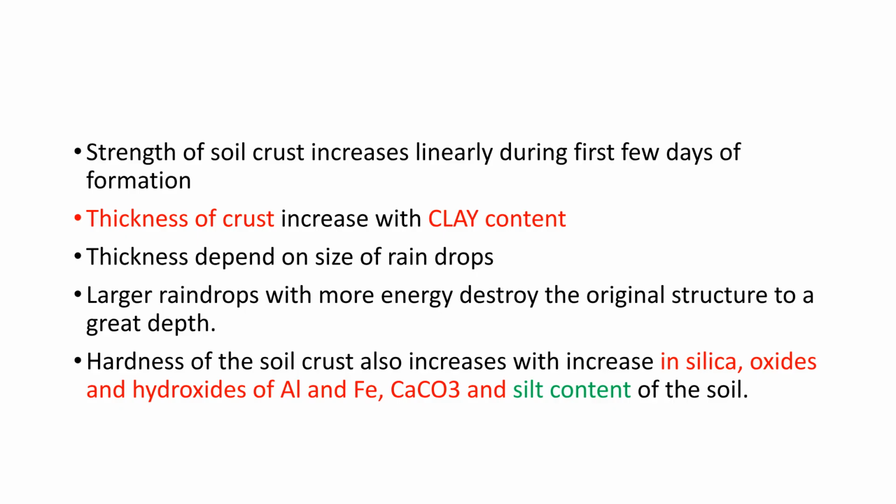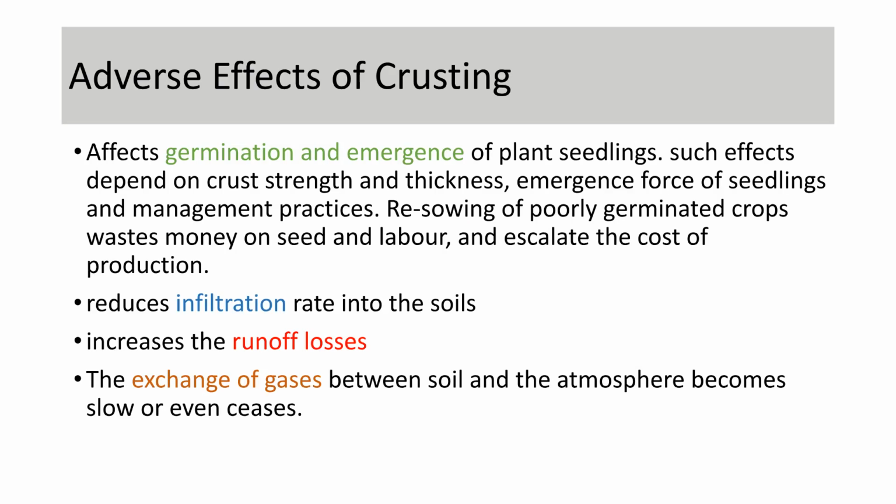The strength of a soil crust increases linearly during the first few days of formation. Thickness increases with clay content and depends on the size of raindrops. Hardness increases with silica, oxides, hydroxides of aluminium and iron, calcium carbonate, and silt content. Adverse effects of crusting include reduced germination and emergence of seedlings, decreased water infiltration, increased runoff losses, and slowed or ceased gas exchange between the soil and atmosphere.